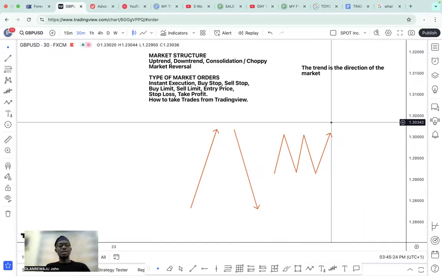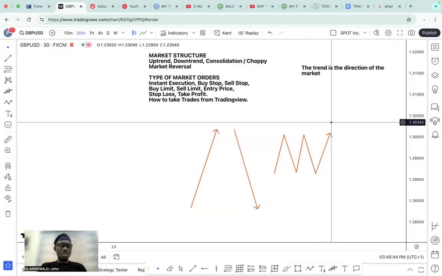And downtrend, it is also observed that over a period of time, the market is moving lower or coming down. So for uptrend, it is going up, increasing, buying. For downtrend, it is coming down, decreasing, or selling.